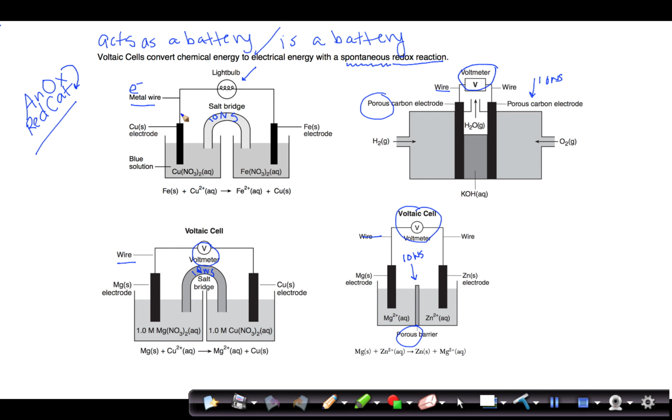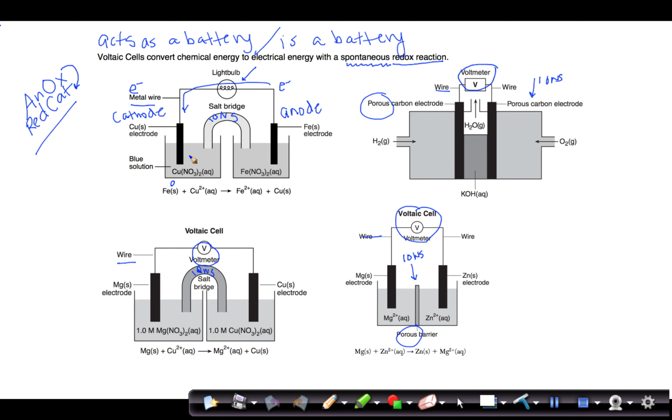Again, electrons go through the wire from whichever one is the anode, which is whoever's being oxidized, to whichever one is the cathode, whichever is being reduced. So in this case, iron is the anode and copper is the cathode because iron's oxidation number is going up from 0 to +2. Copper's oxidation number is going down from +2 to 0. That means that negative electrons are being gained by the copper +2 and lost by the iron 0. Electrons always flow through the wire from anode to cathode, and ions always flow through the salt bridge.